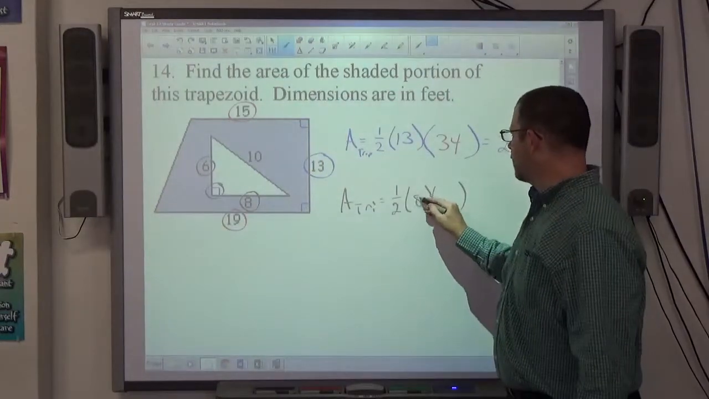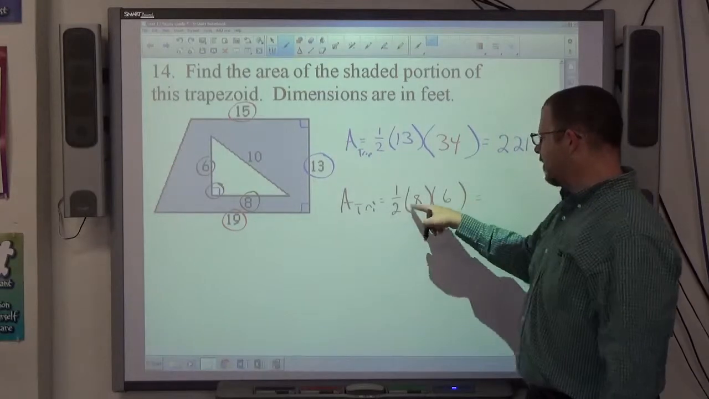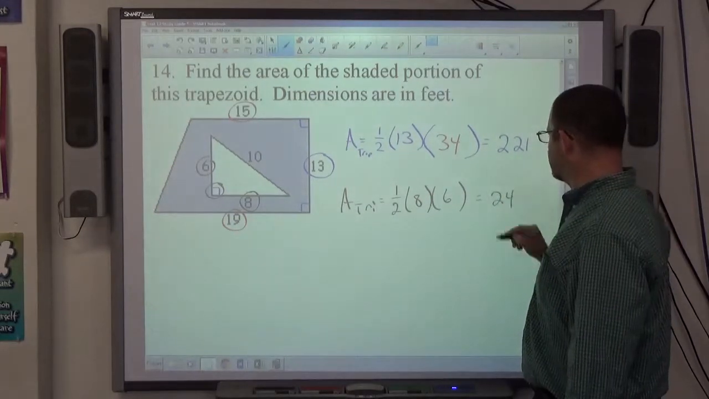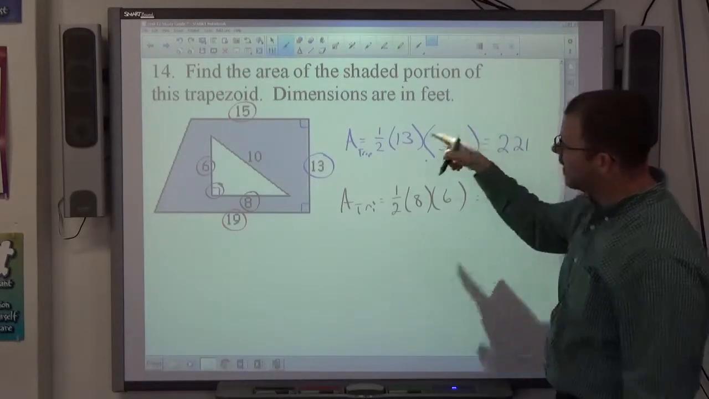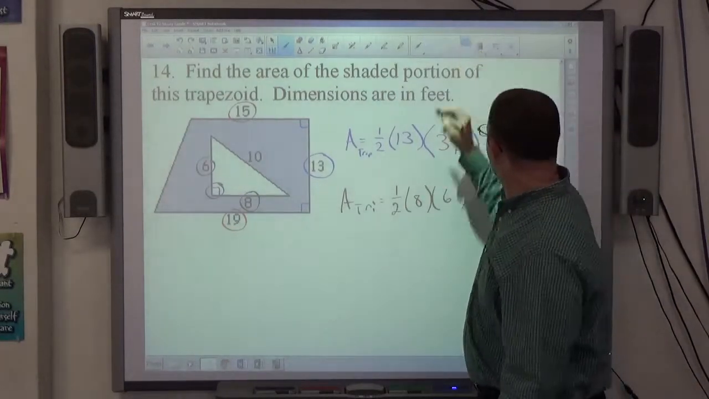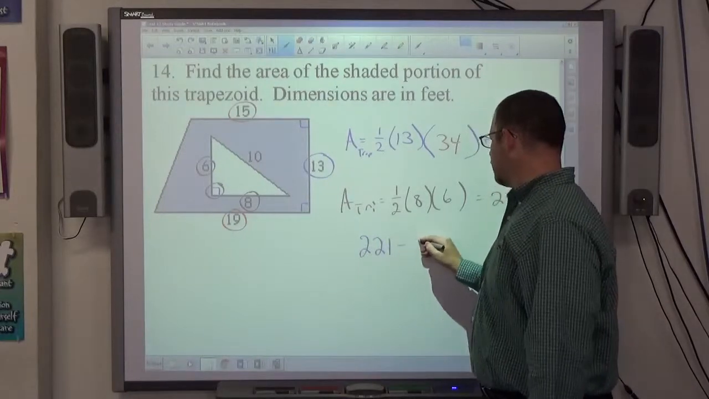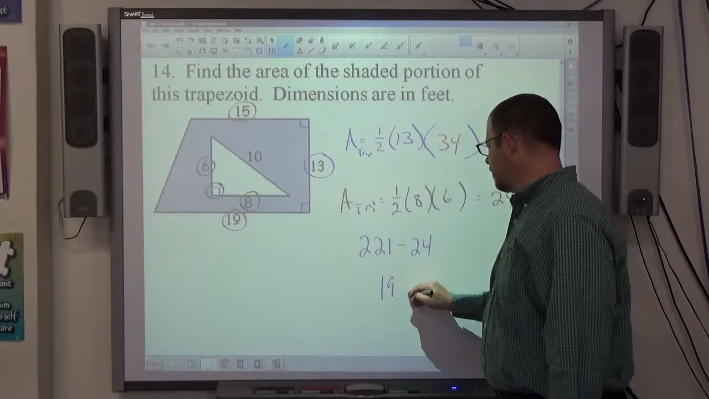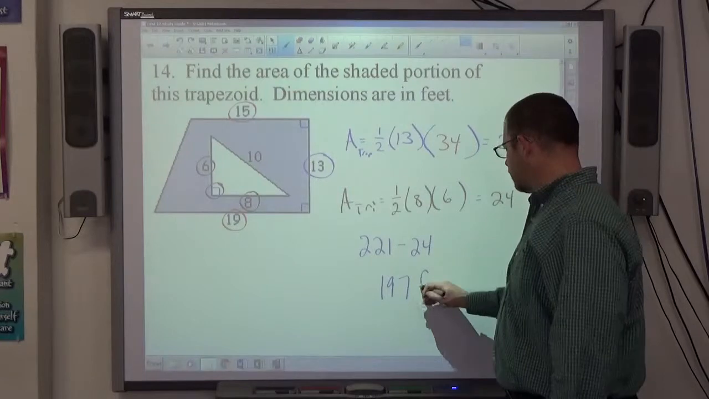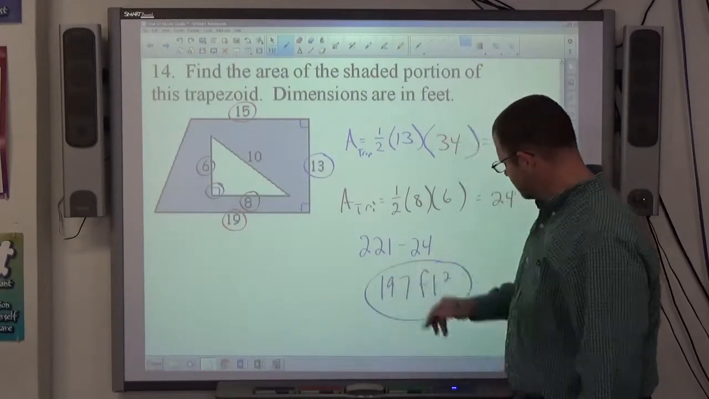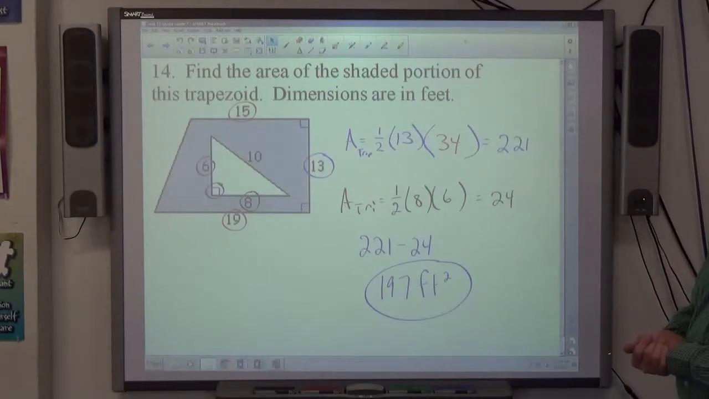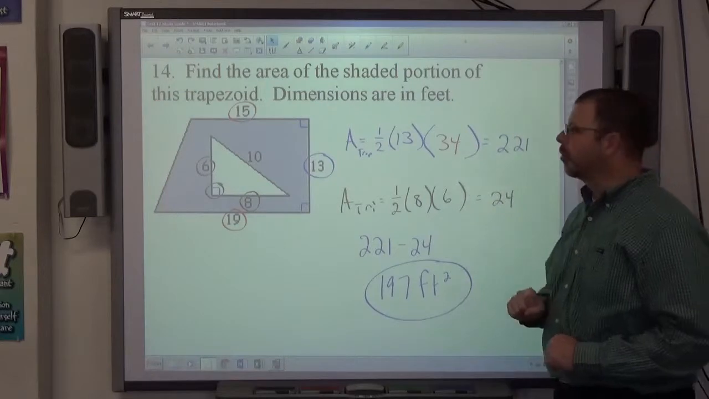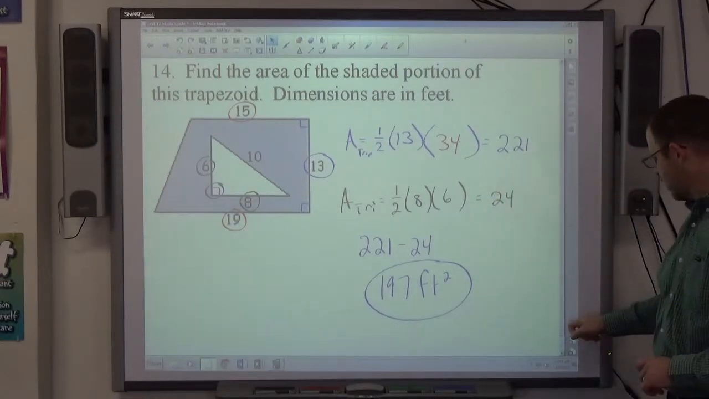It's 1/2 times base times height. Half of 8 is 4 times 6 is 24. And again, the shaded portion is just the trapezoid, 221, minus the triangle, 24. So 221 minus 24 is equal to 197. Dimensions are in feet, so that's going to be square feet. Alright, so expect on the test to define a trapezoid with a triangle being cut out. Find the trapezoid, find the triangle. Both of these formulas are on your formula sheet that you get to use during the test.